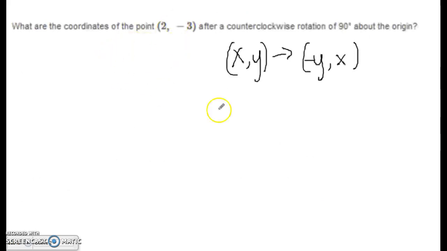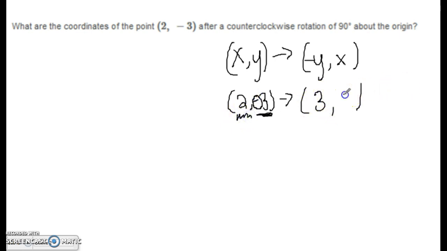Okay, so we're just going to apply that to our ordered pair. So our ordered pair is (2, -3). We want to take this y value and we want to put it first. And we want to change the sign from negative to positive. And then we want to take our x value and we want to put it second. And so those would be the new coordinates.